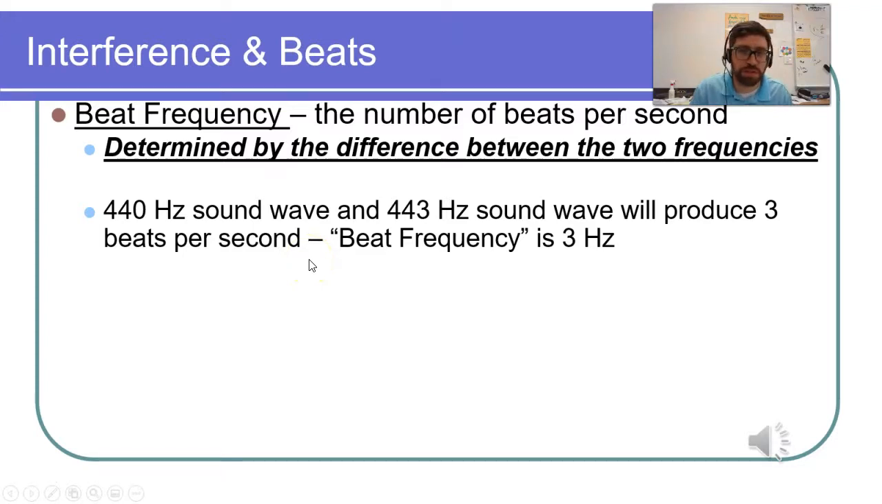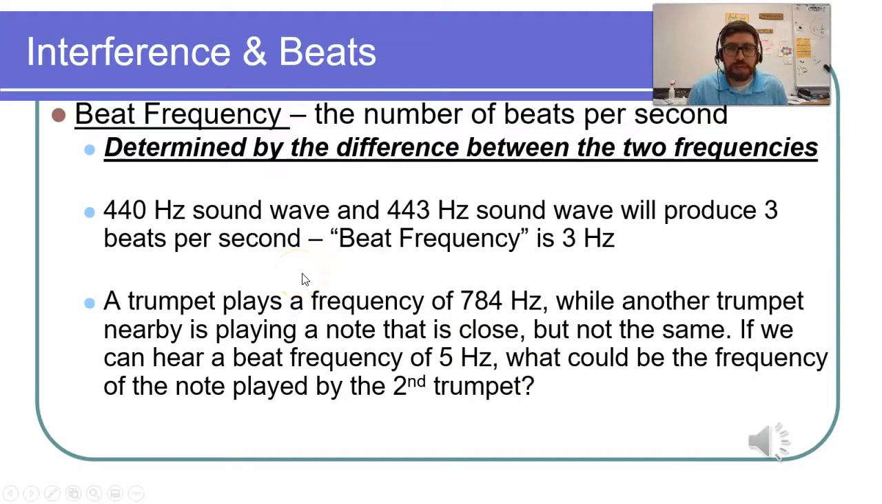So here's an example that I want you to think about. You've got a trumpet that plays a frequency of 784 hertz. Now another trumpet is nearby. It's also playing a note. It's close to the same frequency, but it's not the same, and you can tell because you hear those beats. Now, let's say we count those beats and we hear a beat frequency of 5 hertz. We hear 5 beats per second, right? If we hear 5 beats per second, we can figure out the other frequency. What could be the frequency of the note being played by the other trumpet if the first one is at 784 and we hear 5 beats per second? What could it be? Pause the video and figure that out.